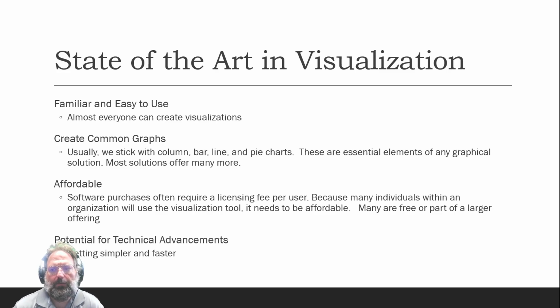So when we take a look at the state of the art, the best of the best in visualization, it's pretty clear now that almost everyone can create visualizations. That's been the case for quite some time. We usually stick with common ones, primarily because they are familiar and people know how to interpret them at a glance, rather than having to spend a fair amount of time figuring out what it means, or even having to read it to know how to interpret it. So you'll see column, bar, line, and pie charts, right? Those are probably the most common visualizations you'll see, depending upon the type of data and the point that you're trying to make.